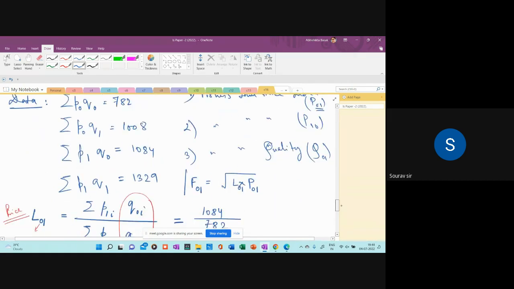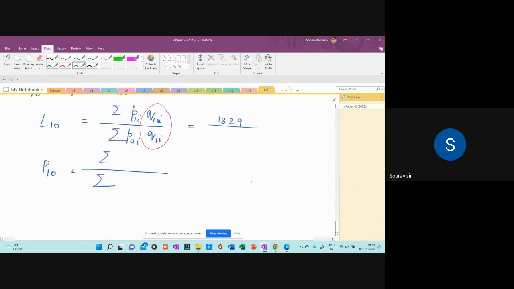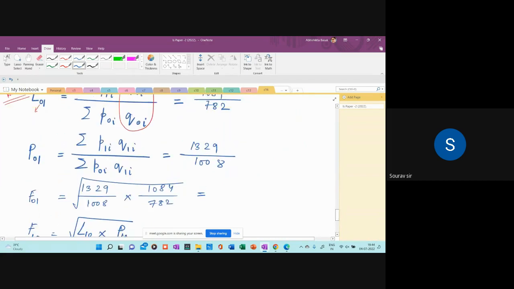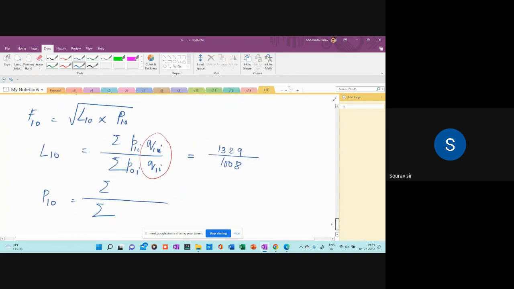P naught Q1 is 1008. Okay, so here also, what is the formula of Paasche's formula? The Paasche's formula is P1 by P naught, and they have used the weight as Q1 because it was the formula of P naught 1. Okay, so I am going to use P1 naught. Since I am going to use P1 naught, my weight will be Q1 as well.